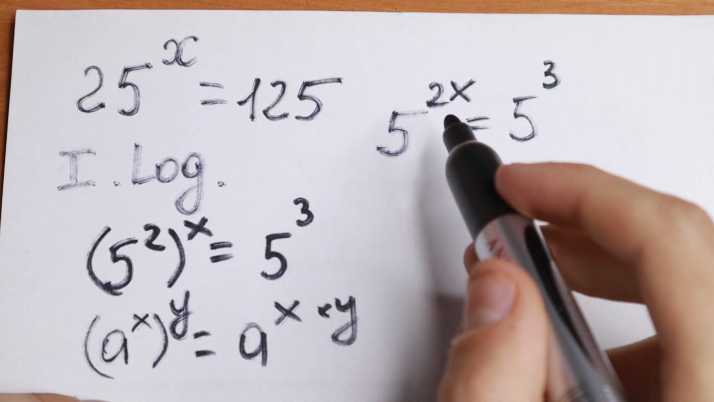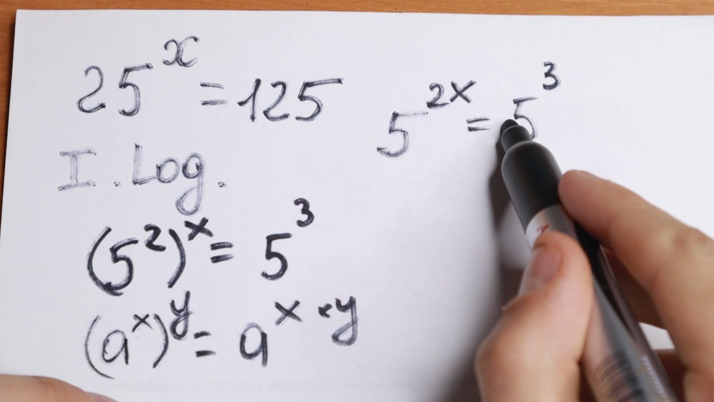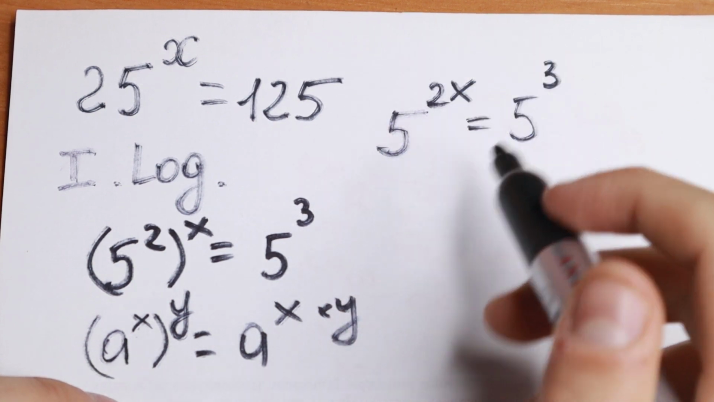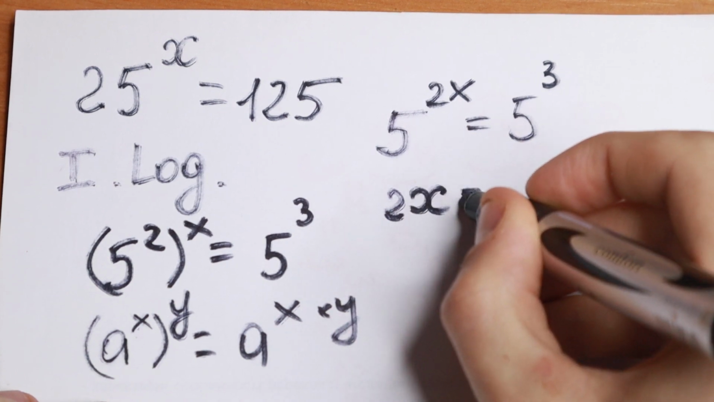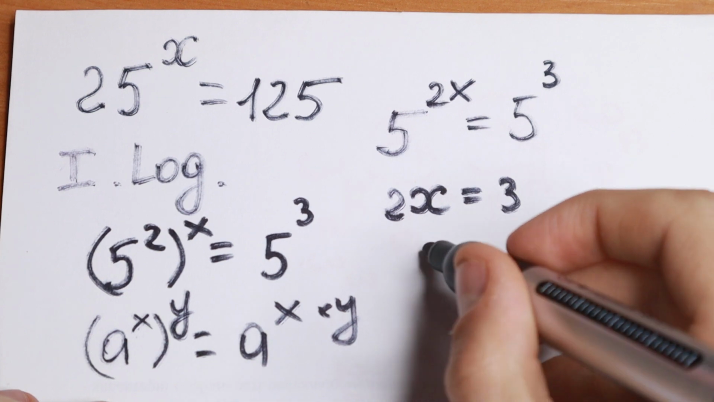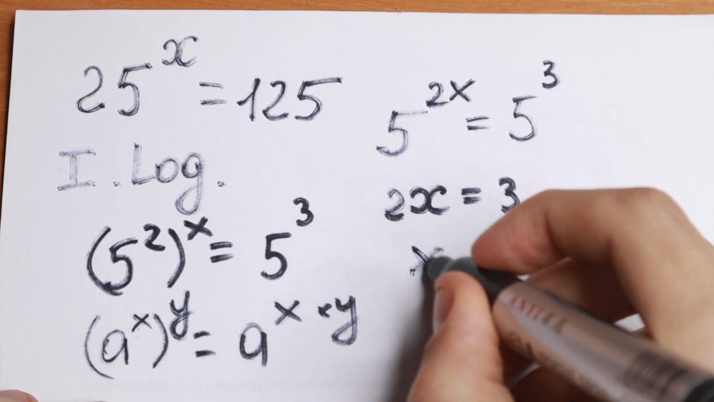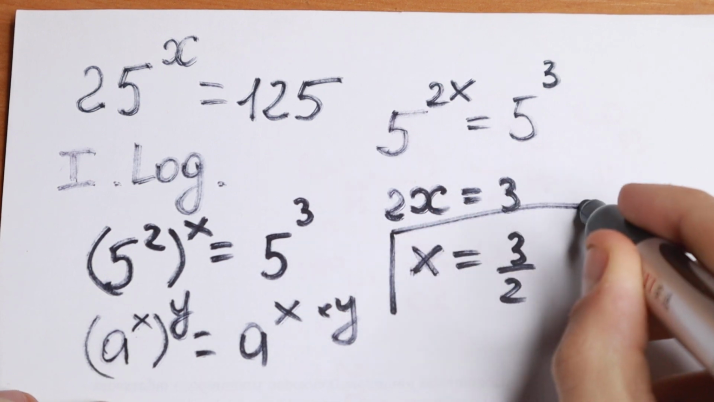And this is a classic equation because we have same base and we need to write an equation with our exponent. So we will have 2x equal to 3, and if we divide both sides by 2, we will have that our answer x equal to 3 over 2, so 3 half.